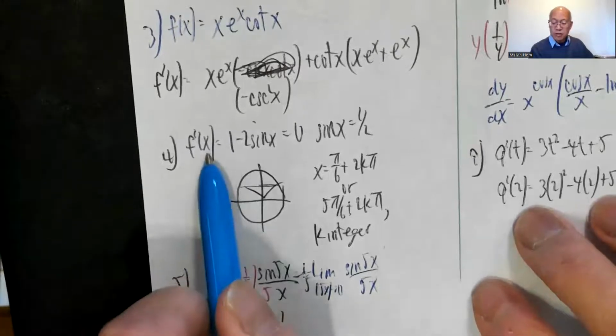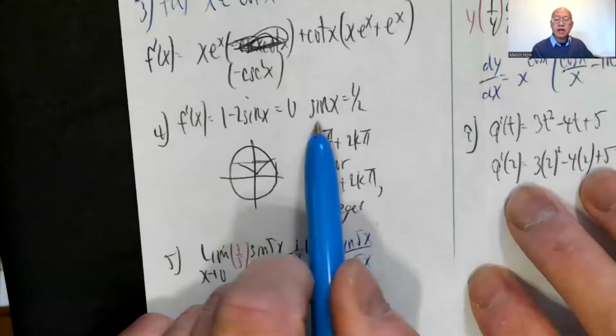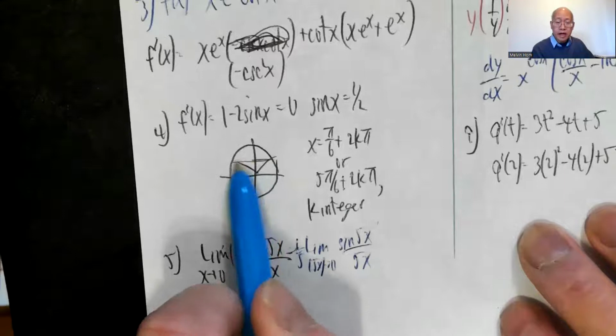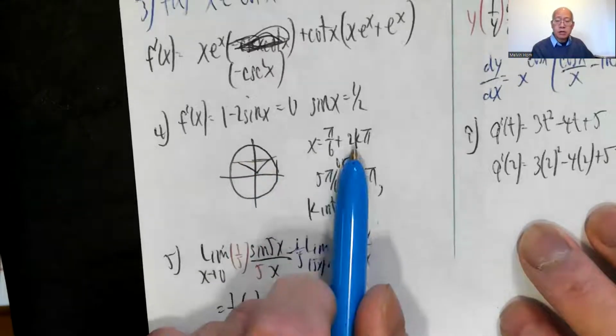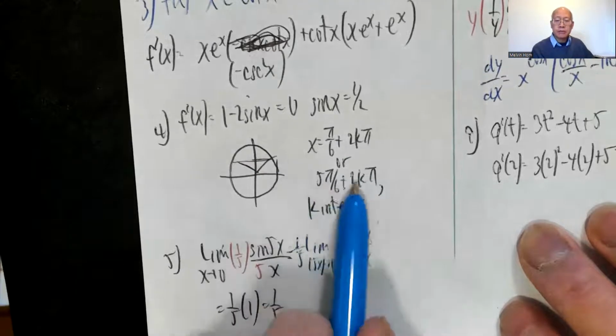So the derivative is 1 minus 2 sine x, set it equal to 0. That means sine of x is a half. So from trig, I want the y coordinate to be a half. That's at pi over 6 plus 2k pi, or 5 pi over 6 plus 2k pi, where k is an integer.